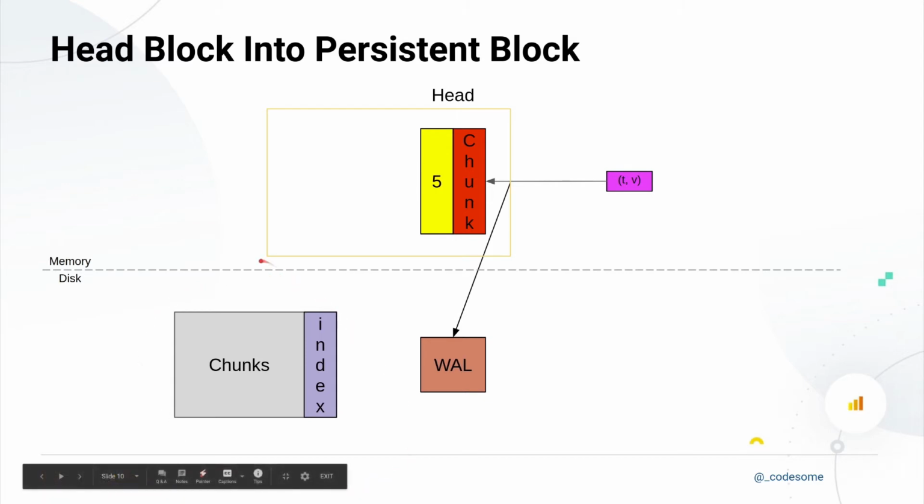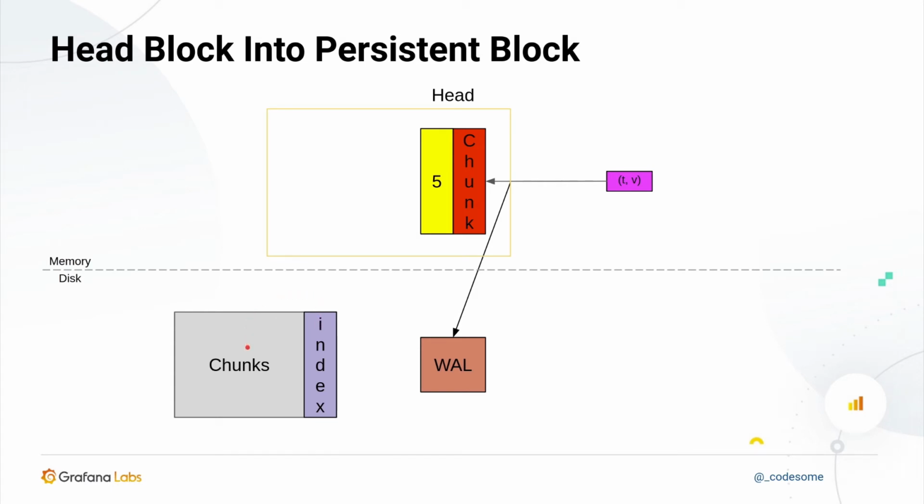And the block consists of its own index and chunks stored separately. The index is required to search into the chunks. Here in the head block I'm not showing you other parts like the in-memory index. I'm just showing the chunks because that's more relevant for this talk, but there is an index here too for the head block. So this cycle repeats.